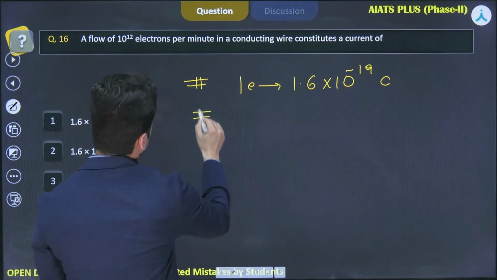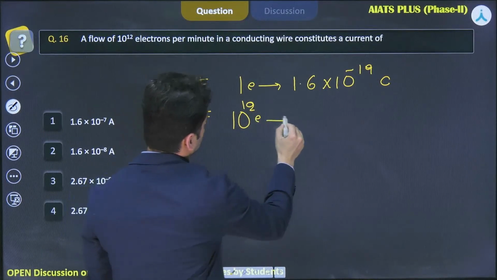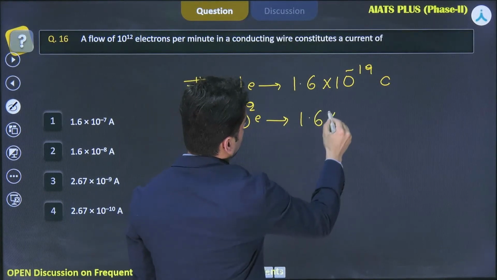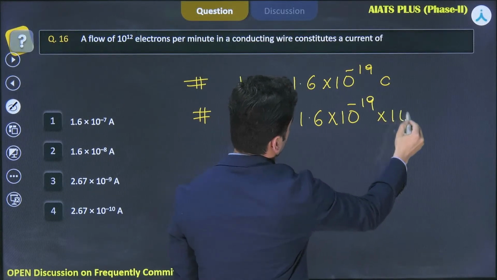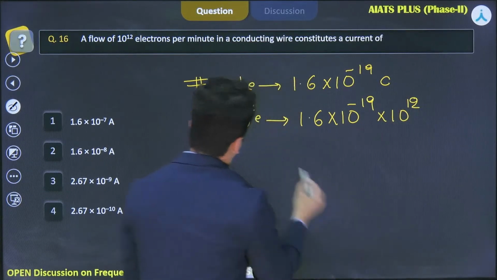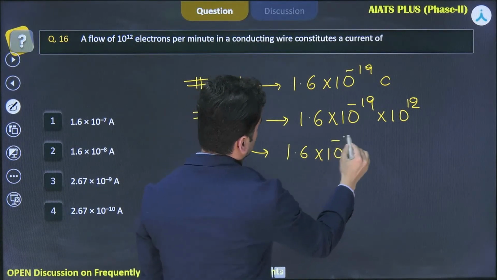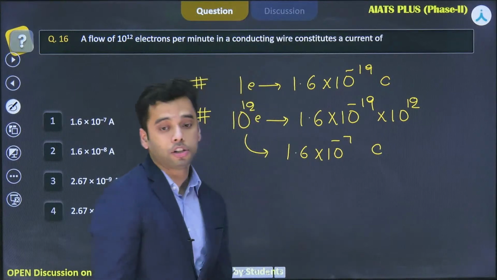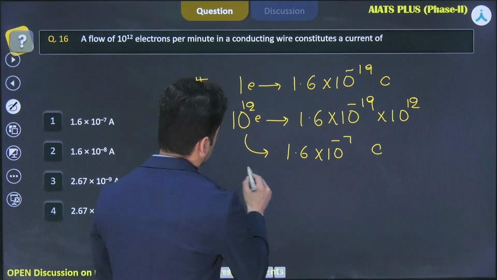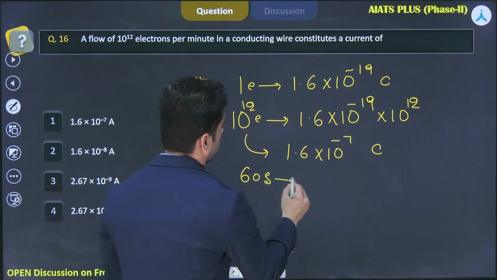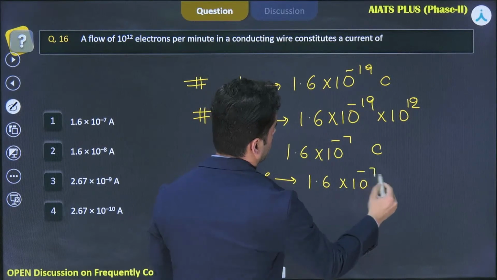And you have 10 raised to the power 12 electrons. So 10 raised to the power 12 electrons will have a charge of 1.6 into 10 raised to the power minus 19 into 10 raised to the power 12. So the charge becomes 1.6 into 10 raised to the power minus 7 coulomb. This is the charge flowing through the wire in 1 minute. So in 60 seconds, the charge flowing is 1.6 into 10 raised to the power minus 7 coulomb.